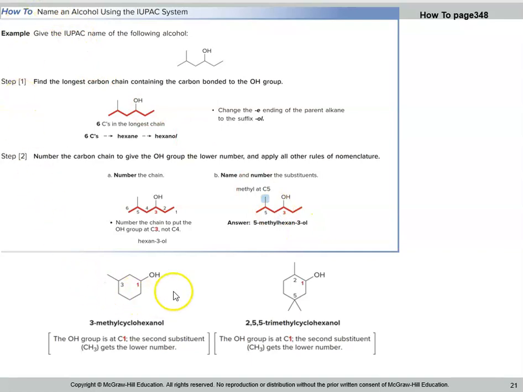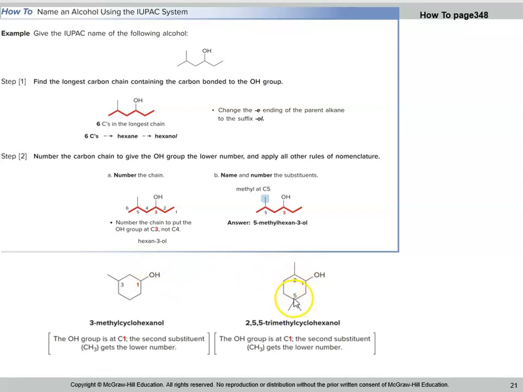A couple other examples here with cyclic compounds. We're always going to number on the priority group. The alcohol is a priority over a methyl group. So we have the 3-methyl cyclohexanol. We don't need the 1 because it's inferred that we're going to be starting the numbering on the higher priority alcohol group. Here we do this so that we have the lowest numbers on all of the groups.